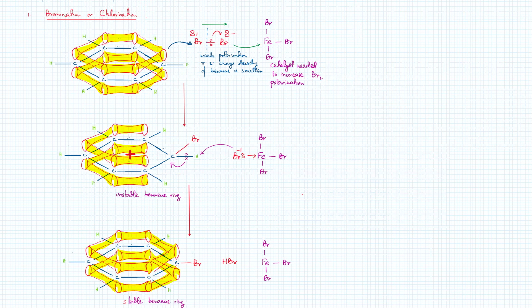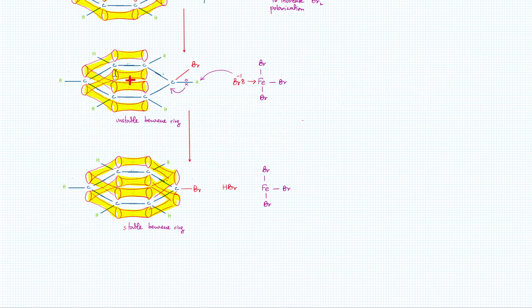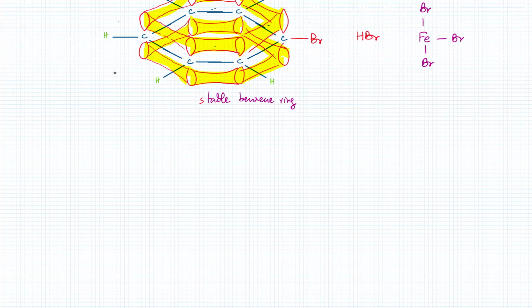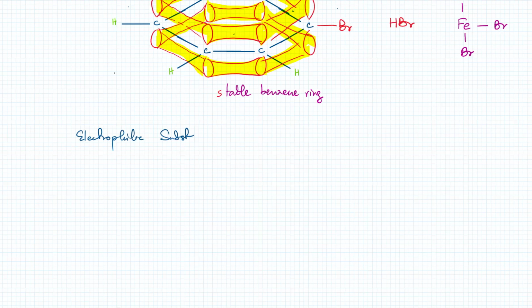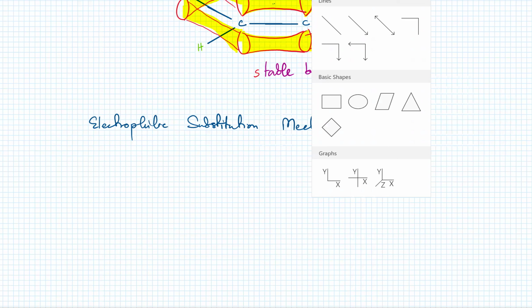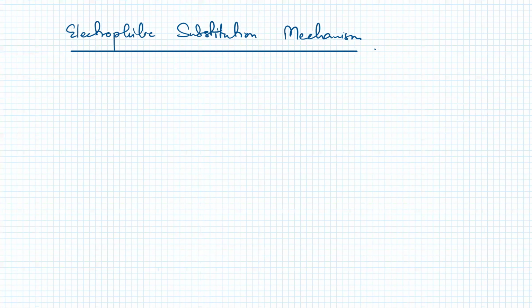Now the next thing I'm going to do is draw the simplified version. Especially this drawing is really difficult to draw. So I'm going to draw the simplified version, the one that you're going to draw in the paper, which is the electrophilic substitution mechanism, the simplified version of the drawings that we did. So it's simple. You start off with a benzene.